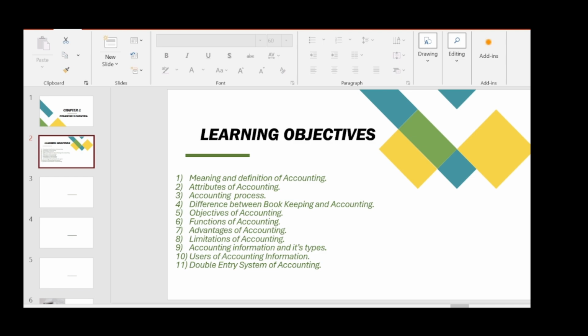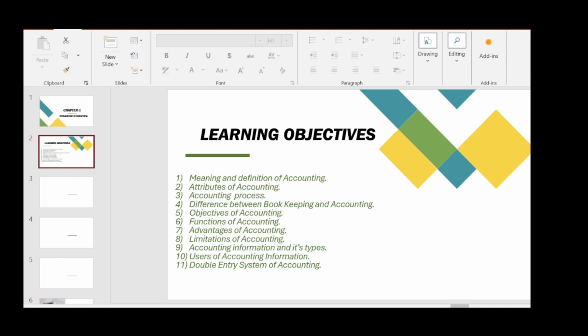We will be seeing the meaning and definition of accounting, attributes of accounting, accounting process, the difference between bookkeeping and accounting, objectives of accounting, functions of accounting, advantages and limitations of accounting, accounting information and its types, uses of accounting information, and double entry system of accounting. So there are totally 11 subtopics. These topics will cover our chapter 1.